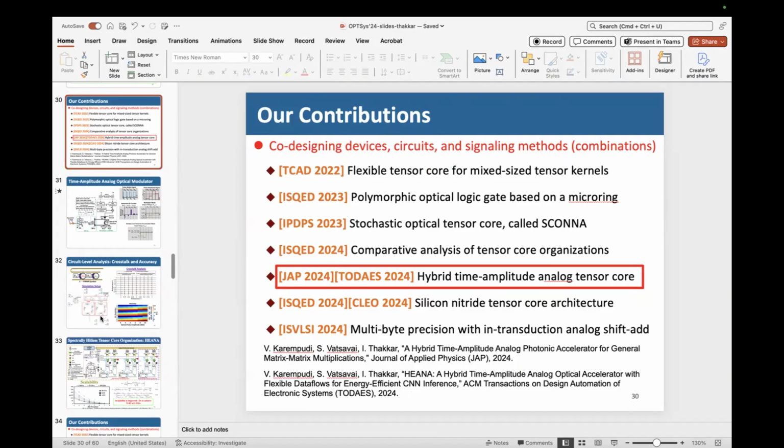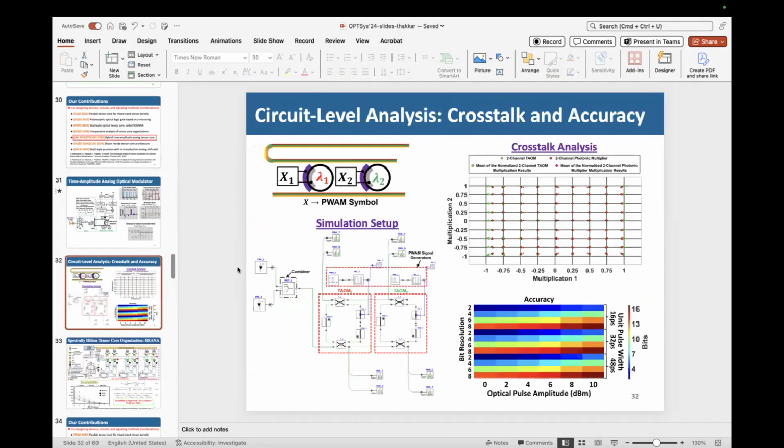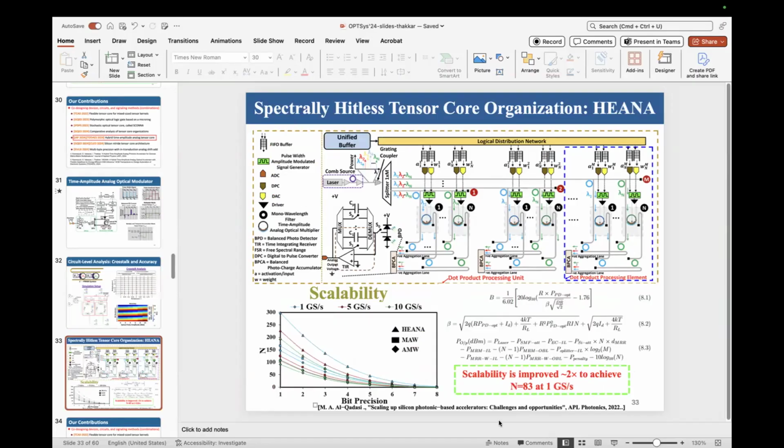precision for that. The precision tends to diminish because of the regular noise and crosstalk issues in analog computing. But the advantage is the parallelism increases.